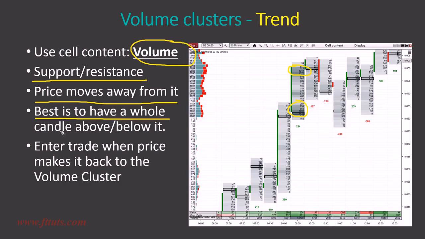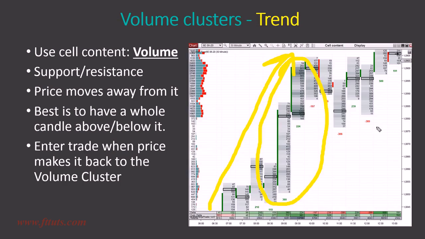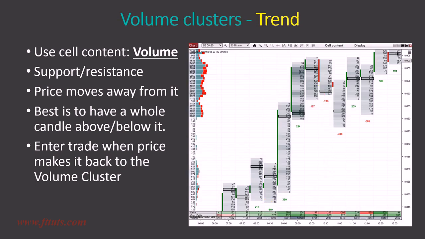And best is to have a whole candle above or below it. So in this video I'm going to be talking about two scenarios. One is a trend scenario and the other one is a rejection scenario. So we'll start with the trend scenario. If you look at the picture, there is an uptrend, strong buying activity, especially those two 30-minute candles. And within this uptrend, there was a significant volume cluster created in here. You can tell that the volumes were heavy because the color got darker in this volume cluster.